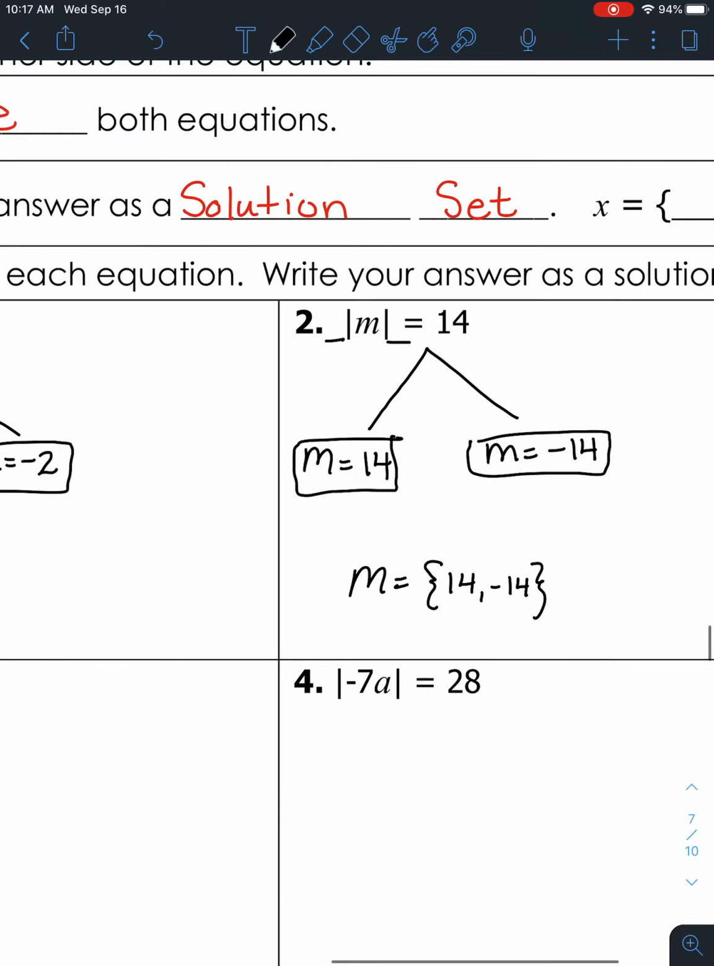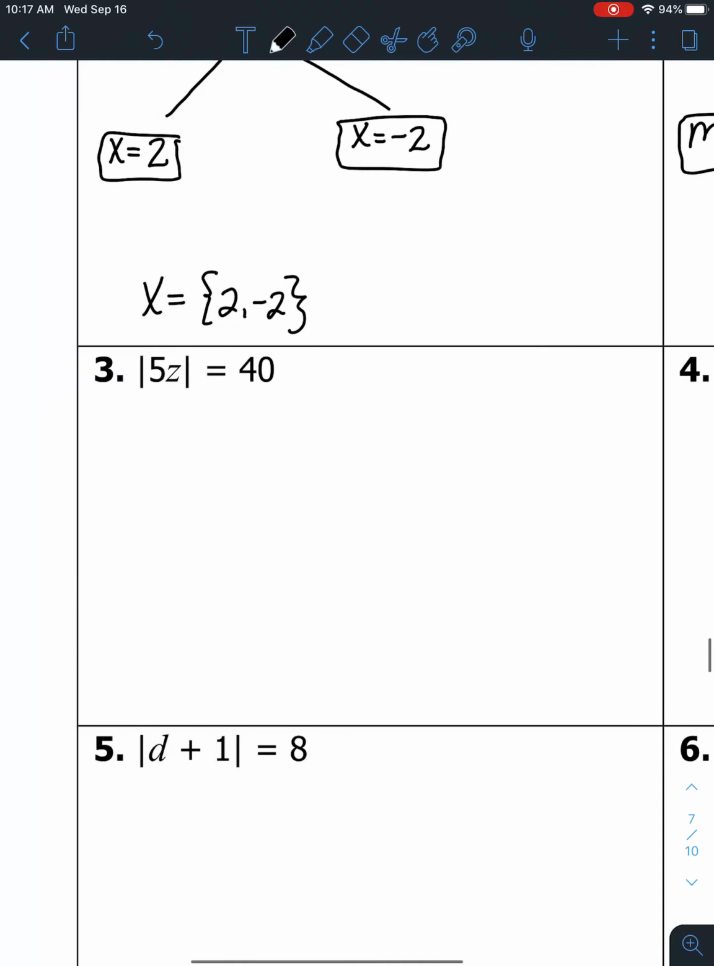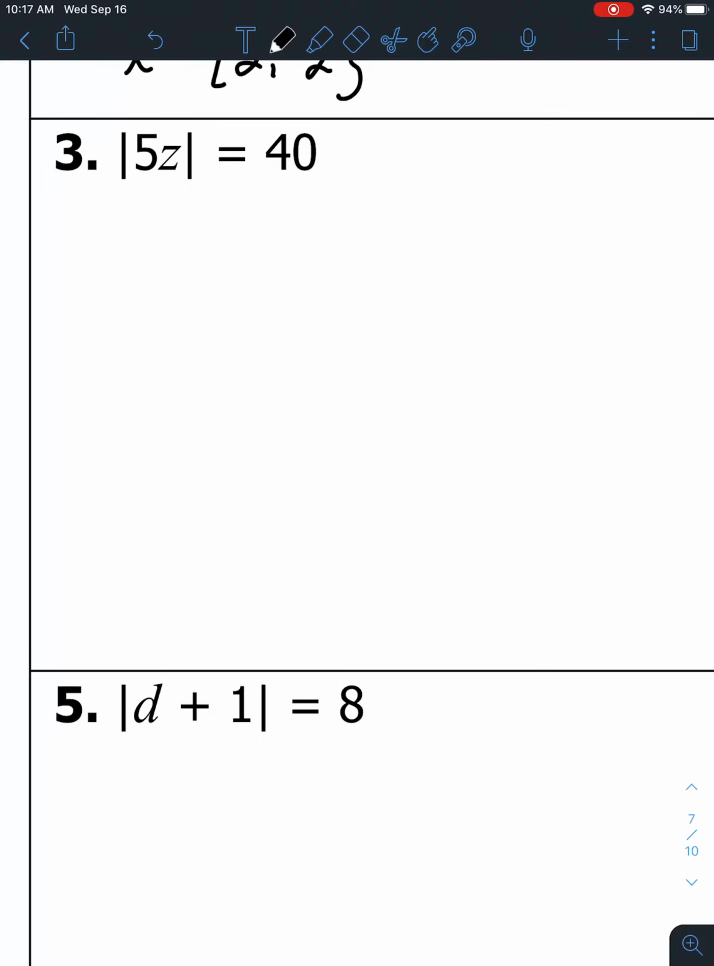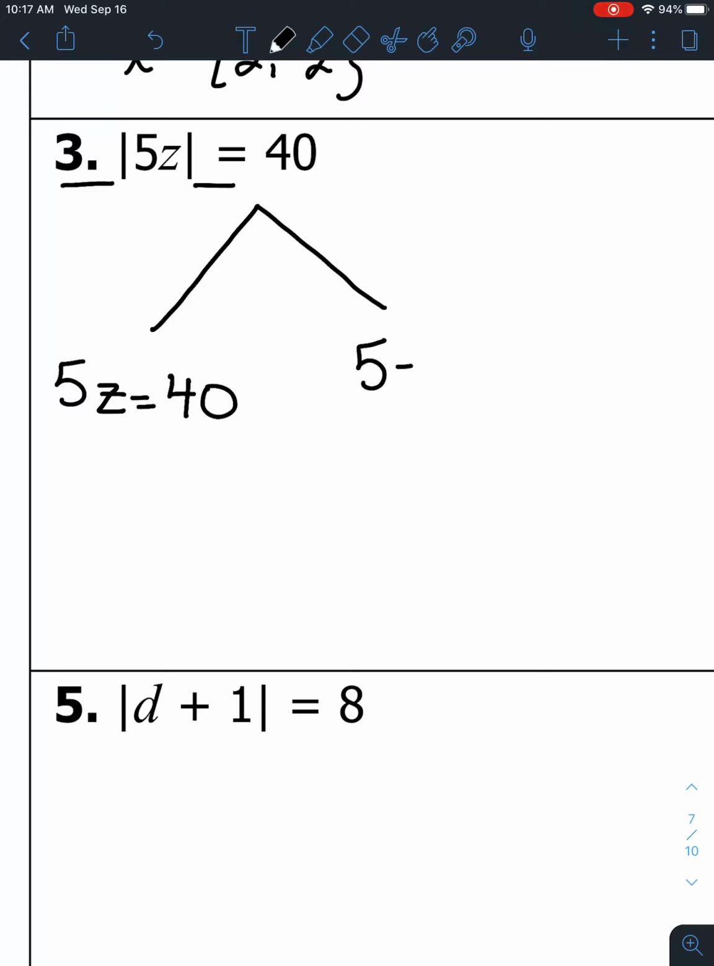So let's look at some examples where we have to actually solve for things. So here's an example where I'm going to actually have to solve. Once again, is there anything on the outside? Nope, so we're good to go. Make two equations. The first is going to be your inside, 5z, is equal to your outside, 40. And again, your inside, 5z, that never changes. The only thing that's changing is this outside number, and that's going to be equal to your negative outside. So here we go, and we're just going to solve.